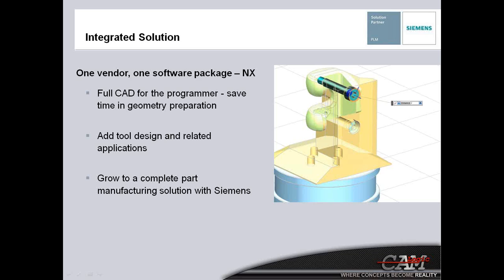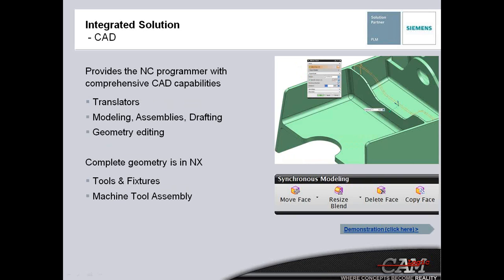We don't have to go from our SolidWorks seat to a Mastercam seat. We can do it all within one tool. We can also expand out into other areas such as tool design, mold, die, or build out a complete part manufacturing solution. So the latest CAD technology in NX enables NC programmers to rapidly prepare part models, including third-party CAD models. This provides a wide range of additional manufacturing applications such as tool and fixture design.